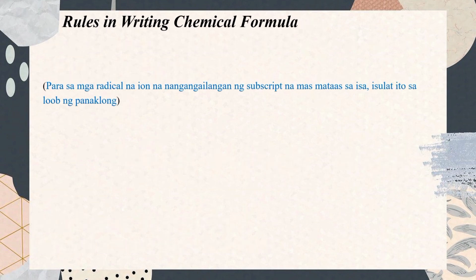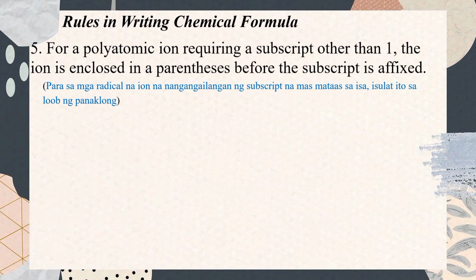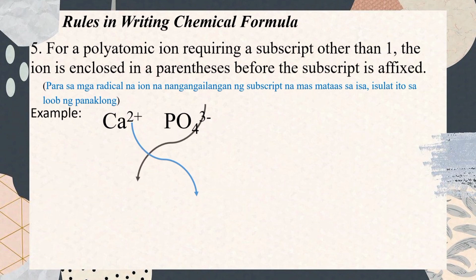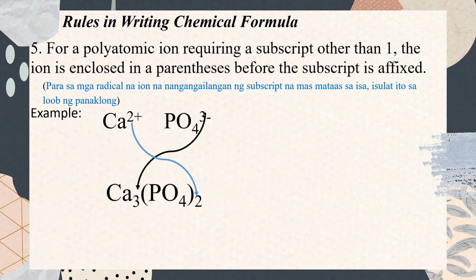The fifth and final rule. For a polyatomic ion requiring a subscript other than 1, the ion is enclosed in a parenthesis before the subscript is affixed. Example, the combining ions are Ca positive 2 and PO4 negative 3. Crisscrossing their charges and written as subscript, we get a chemical formula Ca3(PO4)2, with PO4 in a parenthesis and then a subscript of 2 following.